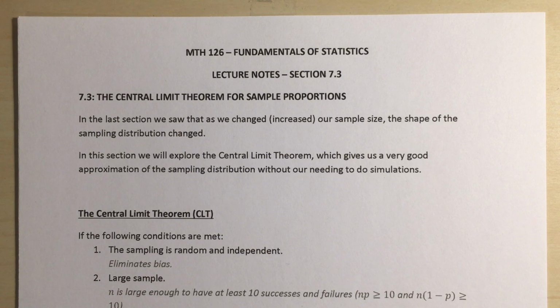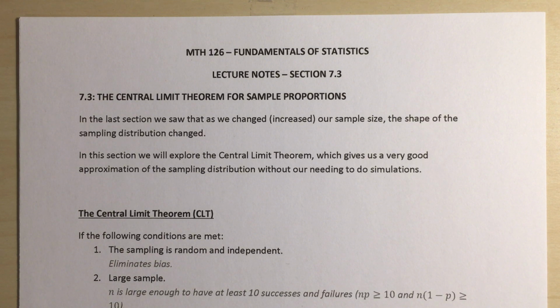So in the last section, we saw that as we increased our sample size, the shape of our sampling distribution changed. The key sentence that we came up with, from all of those discussions based on our sampling distributions and our simulations, was: the larger the sample size, the more precise and normal the sampling distribution. That's going to be used again in this section.